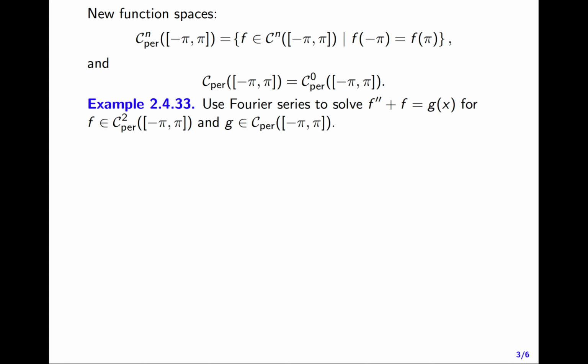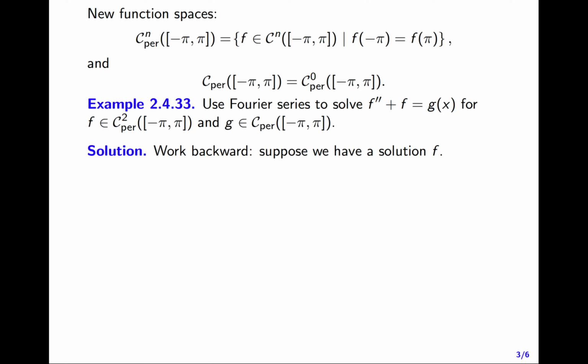Now let's do an example. Let's use Fourier series to solve a very simple, very familiar differential equation, f double prime plus f equals g of x, and we'll do this looking for a function f in C^2 periodic, where we're given a forcing function g in C periodic. And we'll work backwards, and we'll suppose we have a solution f and see what we can do.